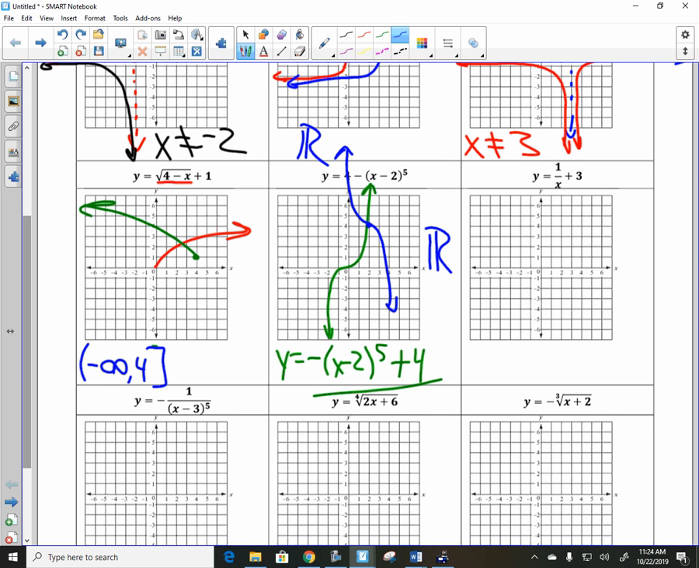We've already done this one. We know what the parent function looks like. What's the plus 3 going to do? Up 3.